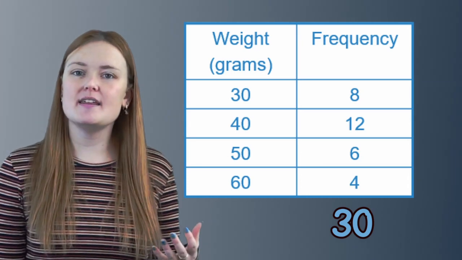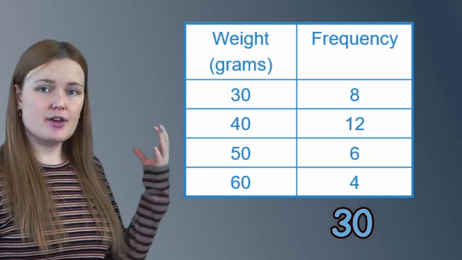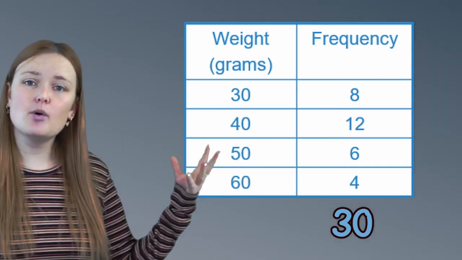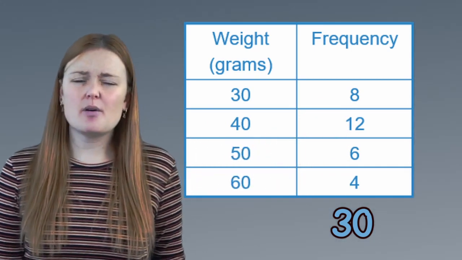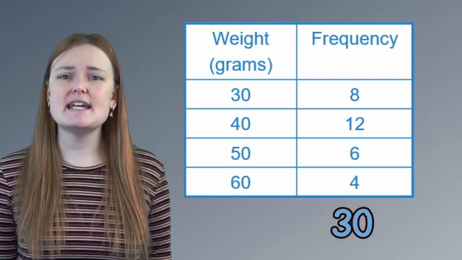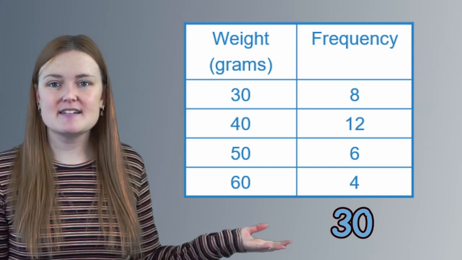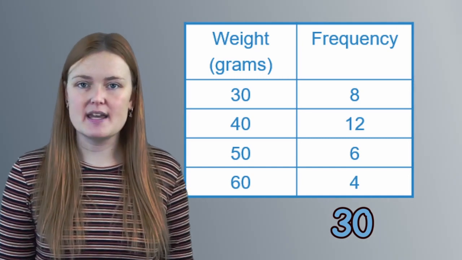If I was to write these in a list, I would write 30, 30, 30, 30, and so on 8 times. Then I would write 40 12 times. So this could go on for a while, which is why it's easier to have it in a table. It presents our data concisely so we can see how many apples there are for each weight.